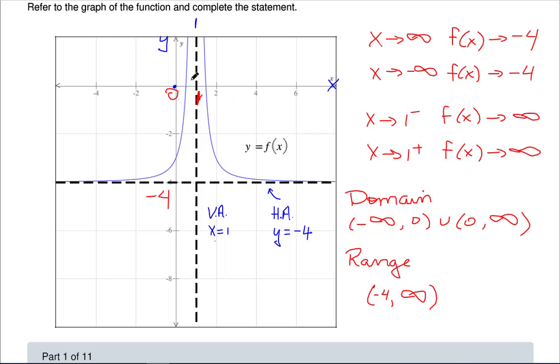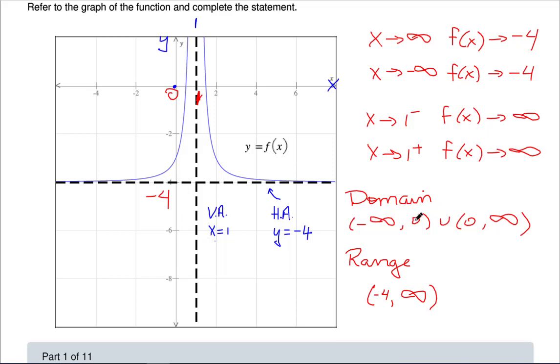What about here at 1? Well, remember, I can approach it from under and above. As I come in from above, I find the graph, it's going up forever. As I approach 1 from underneath, the graph is going up forever. And that's what that's saying.